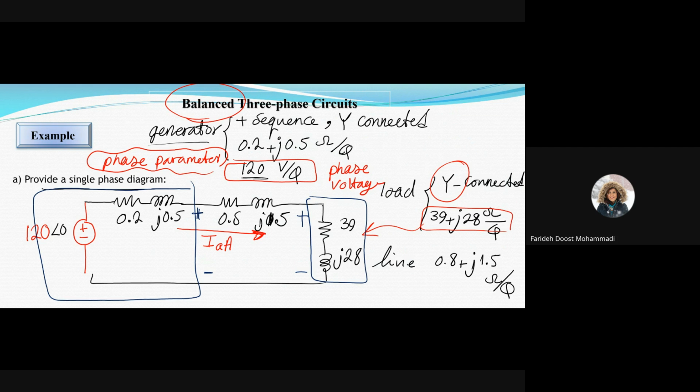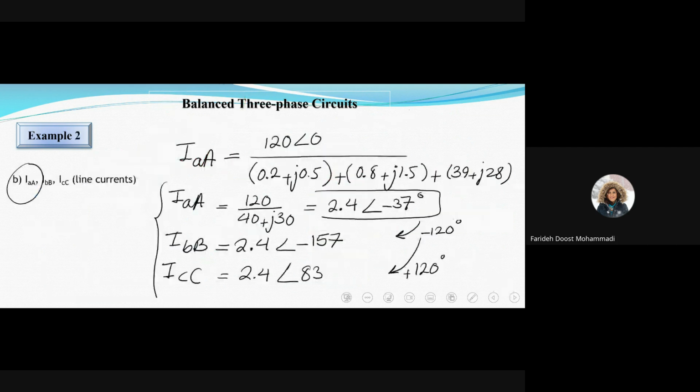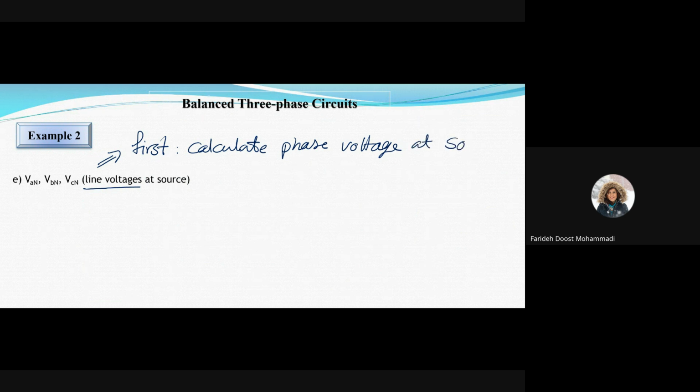And it's asking for the line voltage at the source, which means I'm not going to be able to directly solve for the line voltage of the source. I have to solve for the phase voltage first, and then I can convert it into the line voltage. So when you have line voltage, what you have to do is first calculate the phase voltage. And then when you know the phase voltage at the source, you can easily convert it into line voltage.